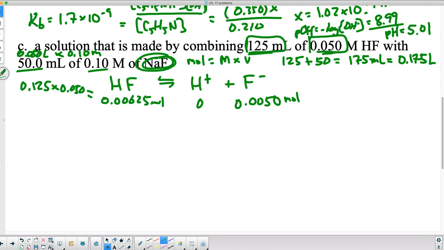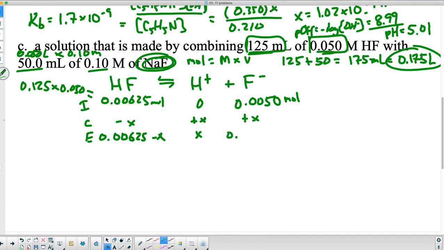What we're going to go with is we're going to assume that however much of this changes, again, typically we do concentration for initial, change, and equilibrium, but because we're going to have the same volume for each one, you'll see later on. I'll make sure it's obvious. I'll show you what's going on and why this works. This is x because this is minus x, and plus x. So that's 0.0050 plus x, like that.